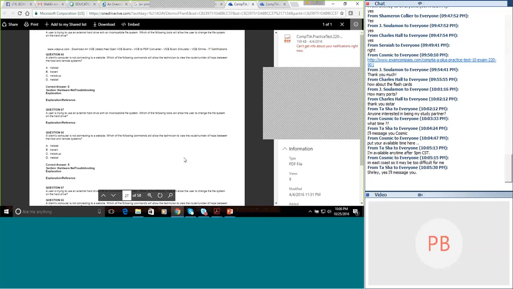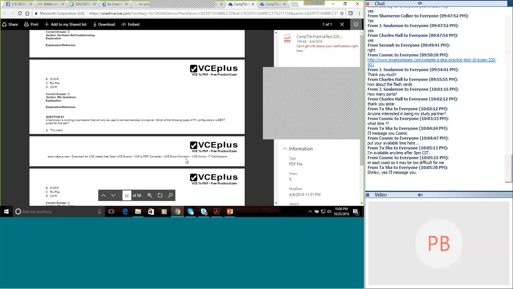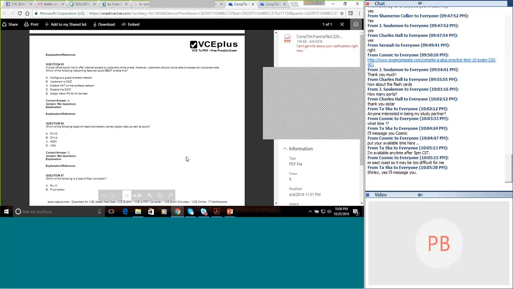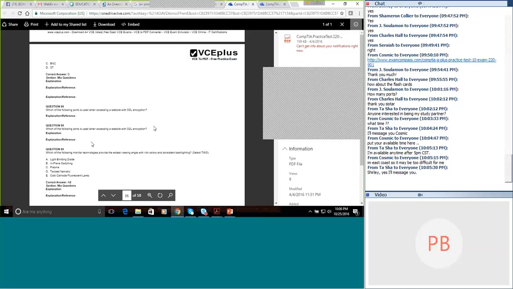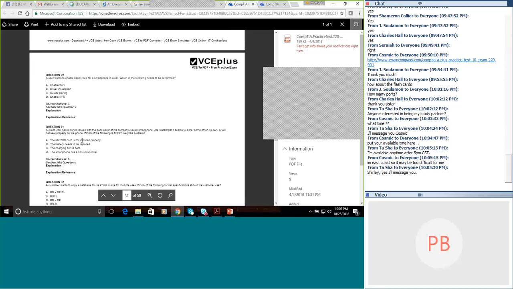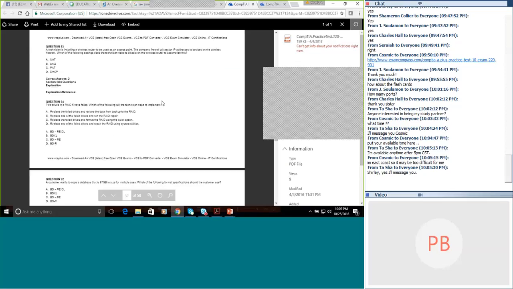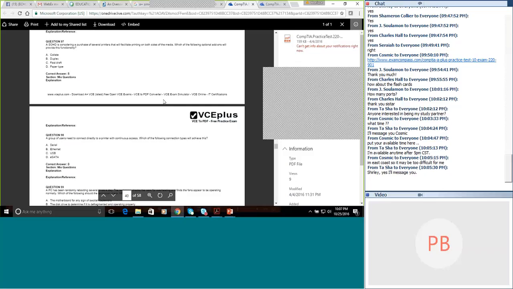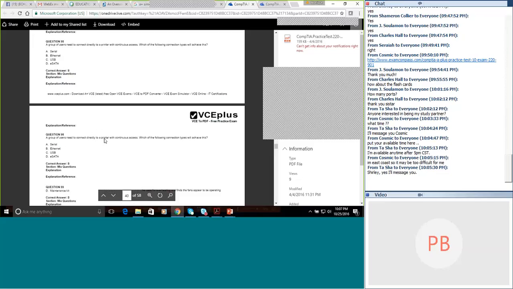But literally understanding and looking. Like I said, the book and reading the information and watching the videos will give you the information. And then when you have the information, you're able to go and look at questions like, a group of users need to connect directly to a printer with continuous access. Which of the following connection types will achieve this? Continuous access. Ethernet. Always connected, always on the internet. You know what I'm saying?